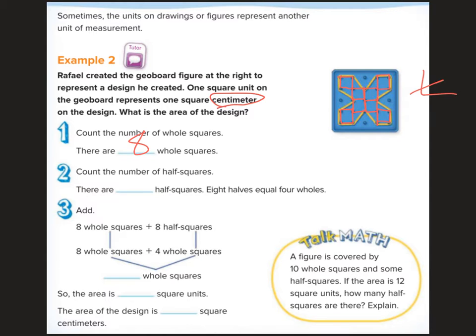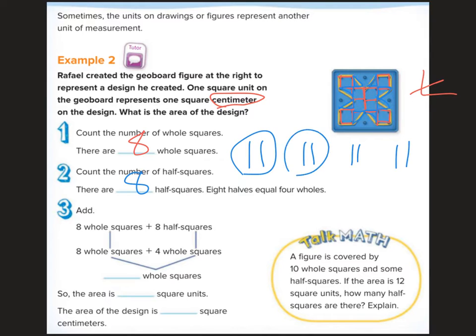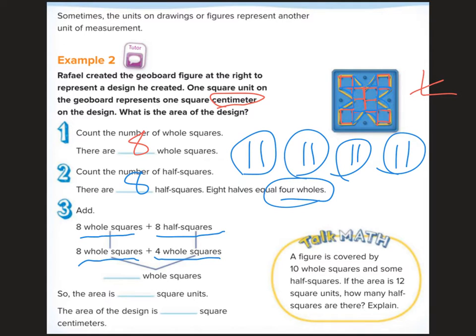Now let's see how many half squares. I'll do half squares in a different color here. 1, 2, 3, 4, 5, 6, 7, 8. I'm seeing 8 half squares. So if I'm going to pair them up in 2, because I know 2 makes 1 whole, 1 half and 1 half, 1 half and 1 half, 1 half and 1 half, 1 half and 1 half. So that'd be 8 halves, so that means we have 1, 2, 3, 4 wholes. Okay, so I have 8 whole squares plus 8 half squares. I could also rewrite this as 8 whole squares plus 4 whole squares. If I take those halves and pair them up, that would make 12 whole squares. So the area of this shape is 12 square units. The area of the design is 12 square centimeters.